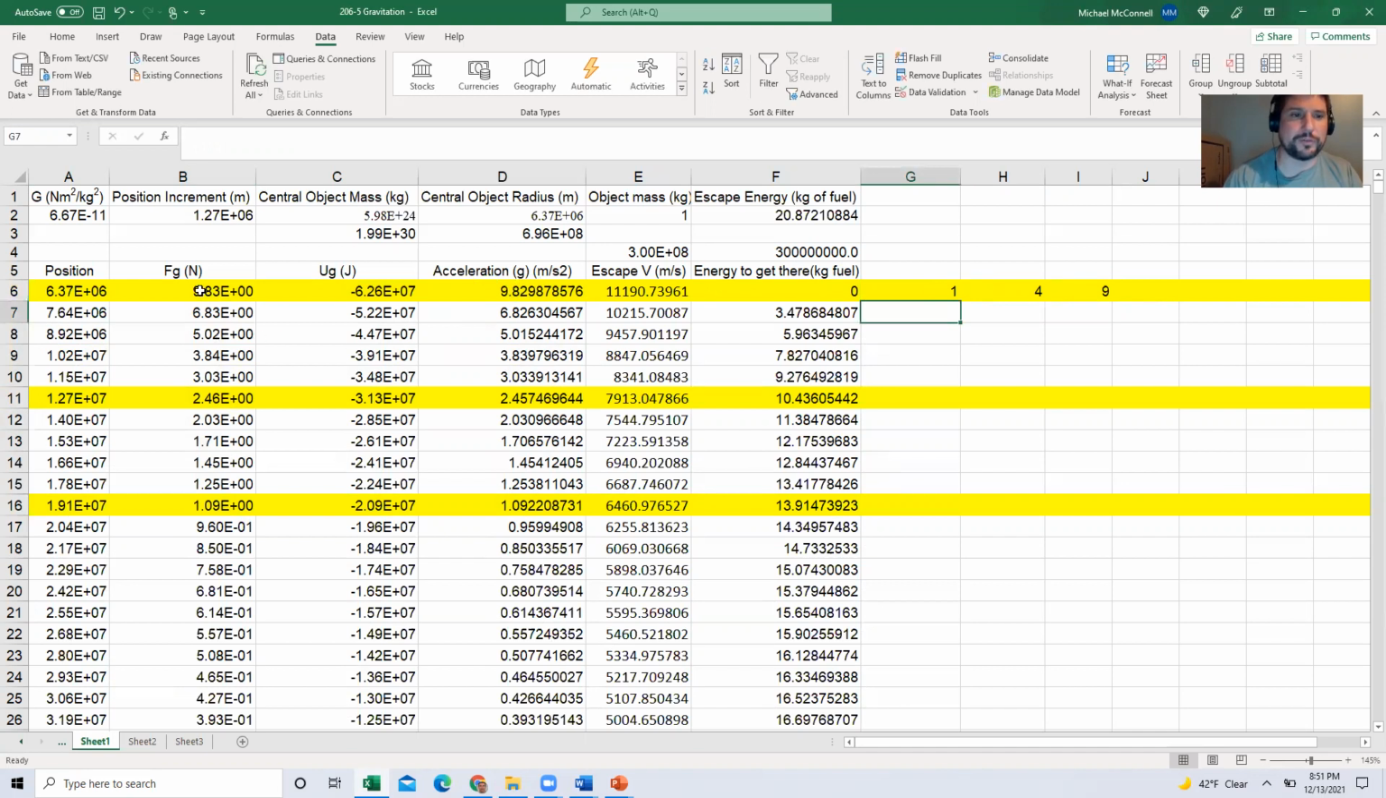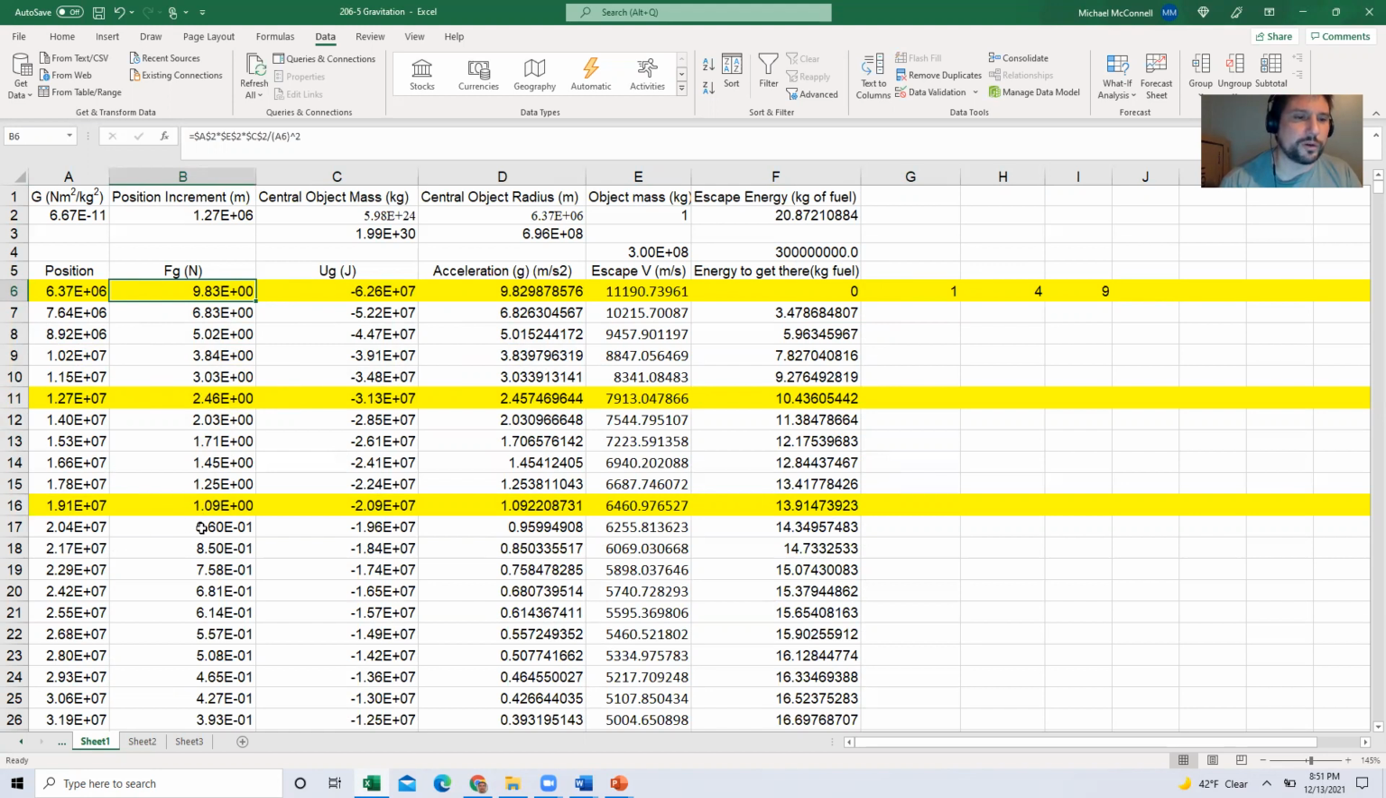But if I divide the force of gravity by the force of gravity 1 full radius above the surface of the Earth, that's double the distance, I get a factor of 4. And if I triple the distance, that's 2 full radii above the surface of the Earth, I get a factor of 9. All right, so here the distance is 1 radius from the center of the Earth. Here it's 2 radii from the center of the Earth. Here it's 3 radii from the center of the Earth.